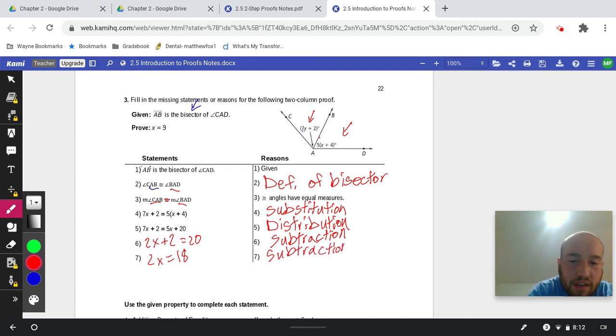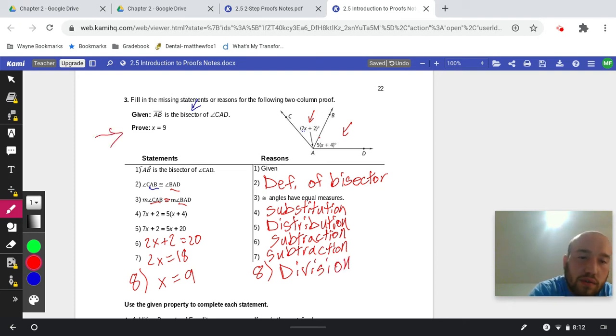And then I didn't make enough spots. Whoops. So step 8 should have x equals 9. And our reason is division. And notice right up here, it told us that that was our end goal. That was what we were trying to prove.